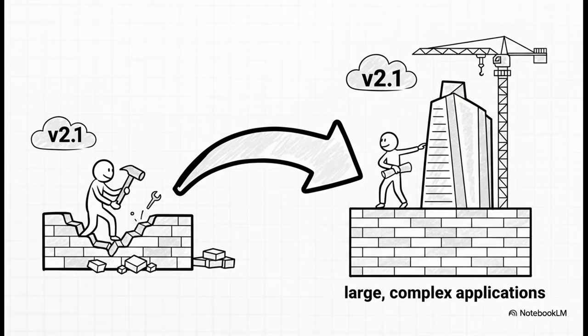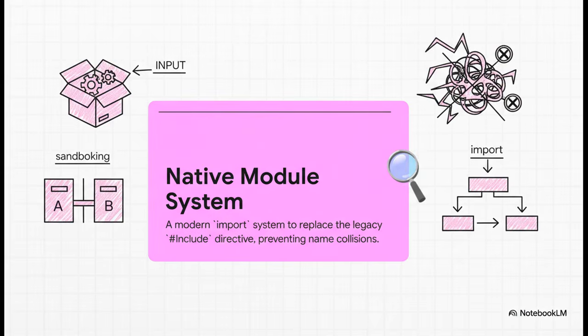The features being tested right now are designed to handle large, complex applications and make sharing code safer and way more efficient. The single biggest feature coming is a native module system. In the past, you used something called #include, which basically just copy-pasted code from one file into another. It was messy, and you'd often have function names from different libraries conflicting with each other. This new import system keeps everything sandboxed and separate, which is absolutely essential for building large, maintainable projects.